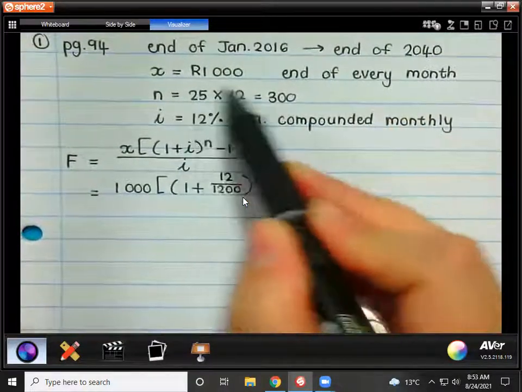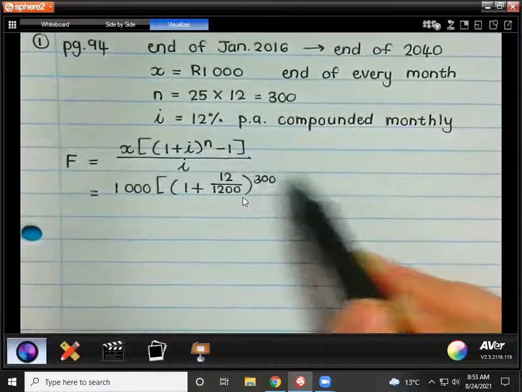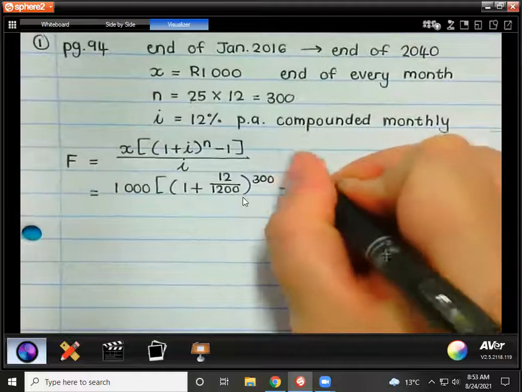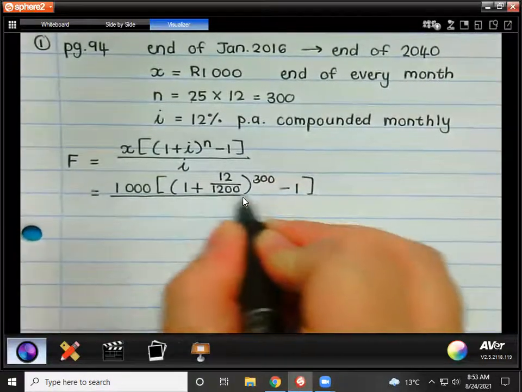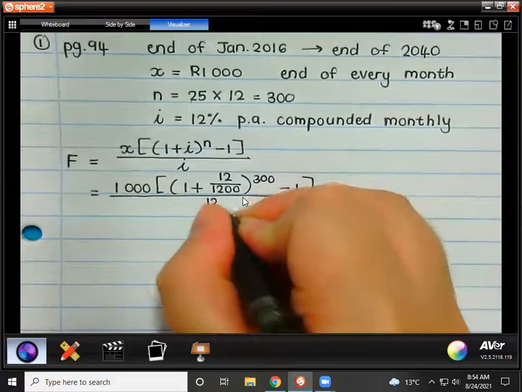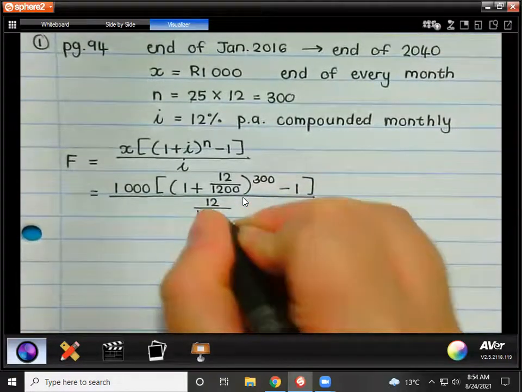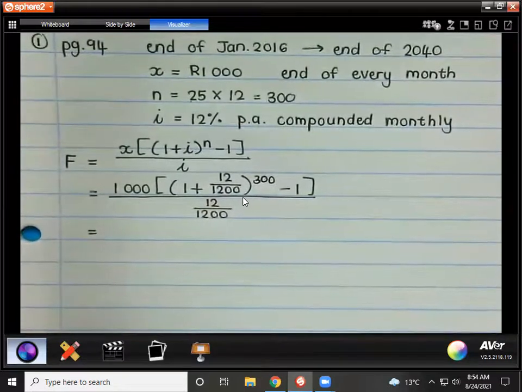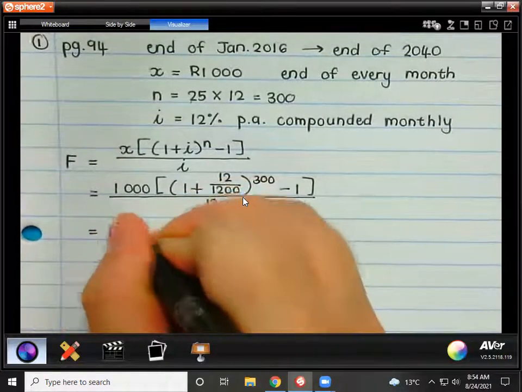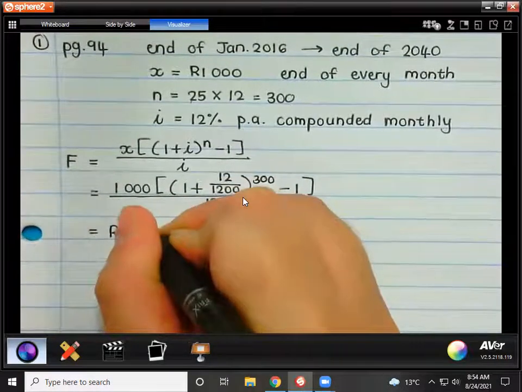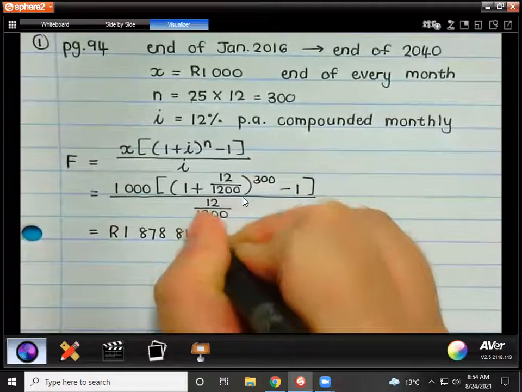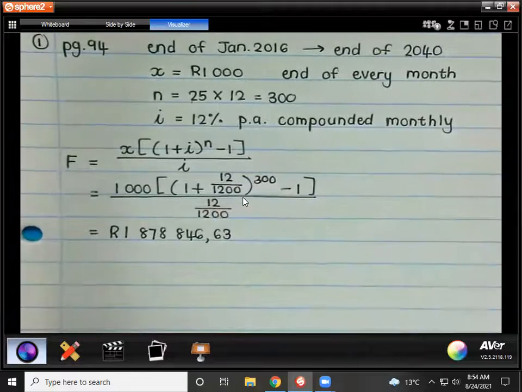It's also fine if you didn't calculate that beforehand. If you just write 25 times 12 in your exponent, that's perfectly fine. Then we minus 1. That is all over 12 over 1200. All right, and then if you type that into the calculator, you should get 1,878,846.63.